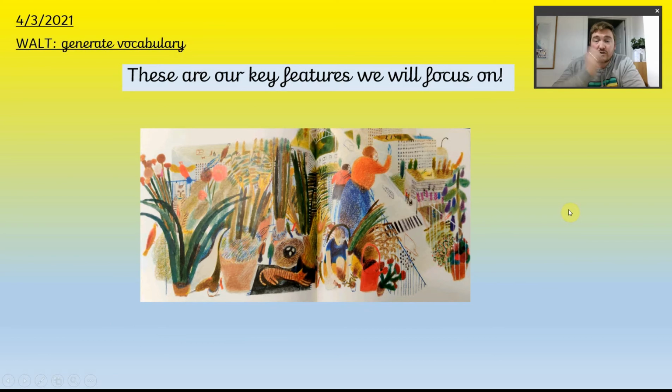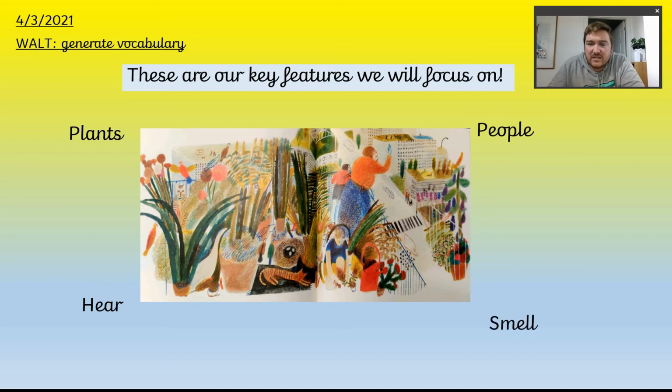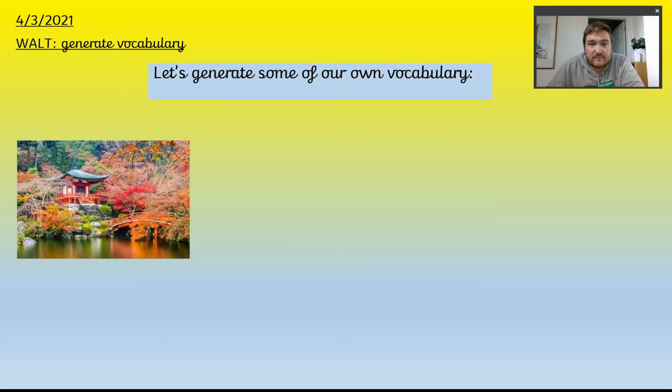So just like on Tuesday, we're going to focus on some key features of this setting this time. We're going to see what we can hear, what plants we can see, what people, and the smell. So how are the plants, people, smell, and hearing sense going to be changed this time, and how is that going to allow us to write a nice descriptive piece on this setting?